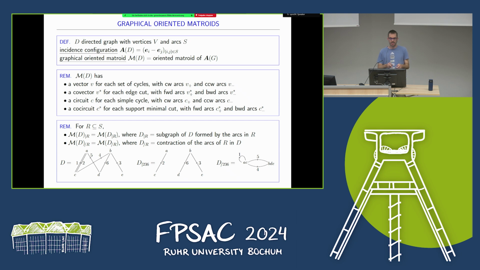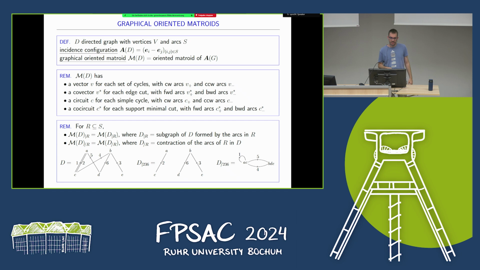If you think about it, what are the linear dependencies in this incidence configuration? A way to get the linear dependencies is to take a cycle, choose an arbitrary orientation on your cycle, and each time you have an arc which is clockwise, you put a 1, and each time you have an arc which is counterclockwise, you put a -1. This gives you a linear dependence. These are the circuits, the minimal ones, if you start from a simple cycle.